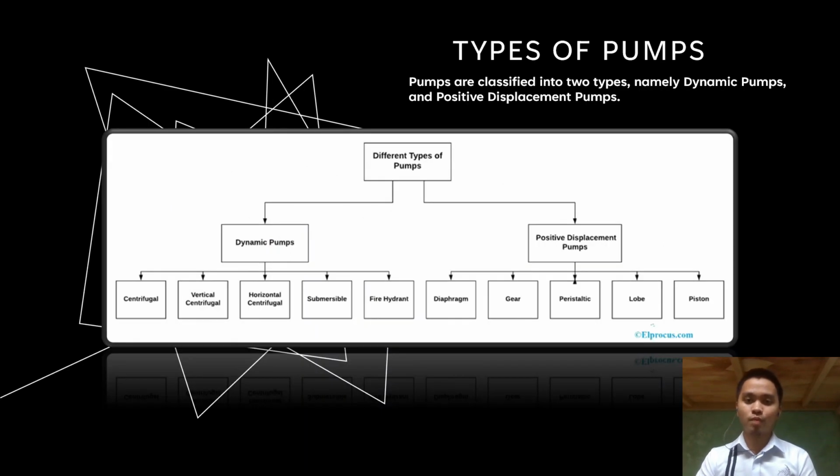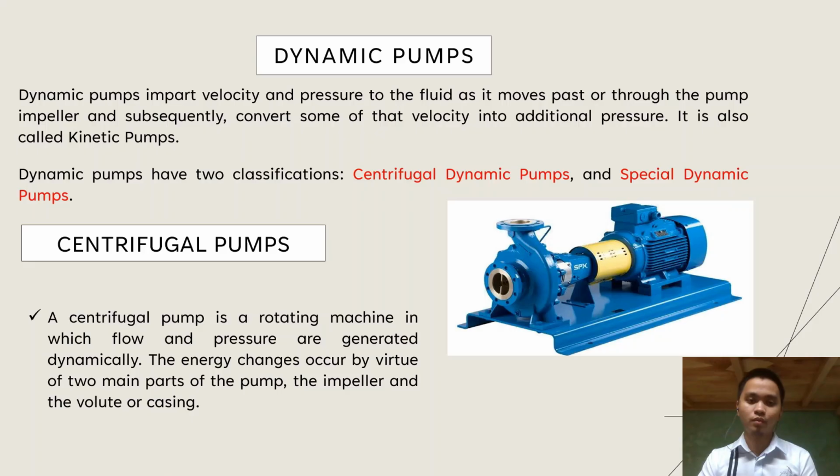There are two types of pumps, dynamic and positive displacement pumps. Dynamic pumps impart velocity and pressure to the fluid as it moves past or through the pump impeller and subsequently convert some of that velocity into additional pressure. It is also called kinetic pumps. Dynamic pumps have two classifications, centrifugal and special dynamic pumps.